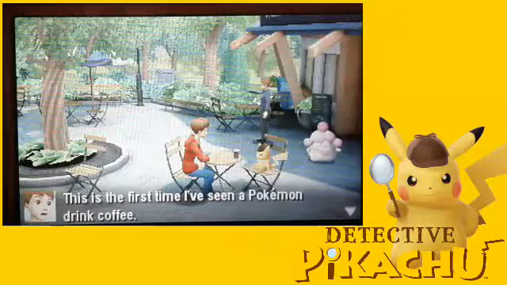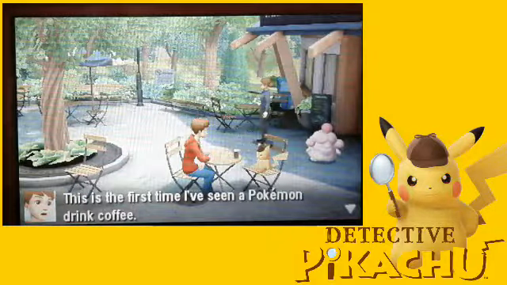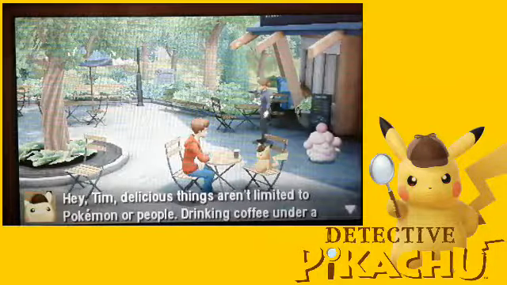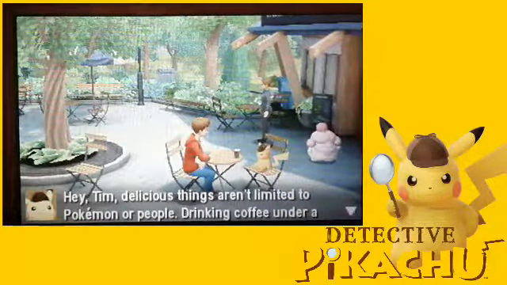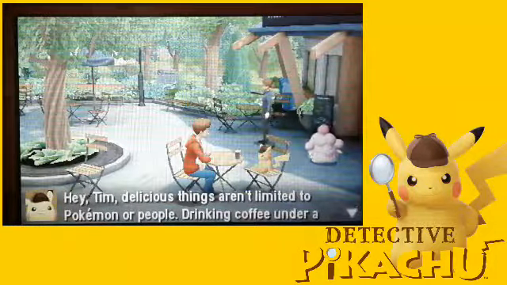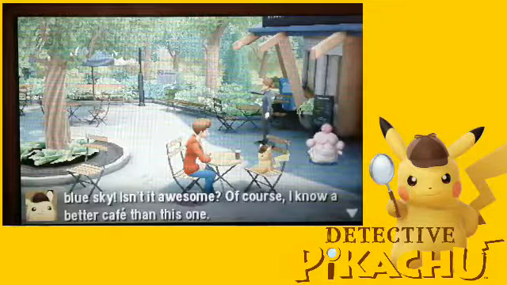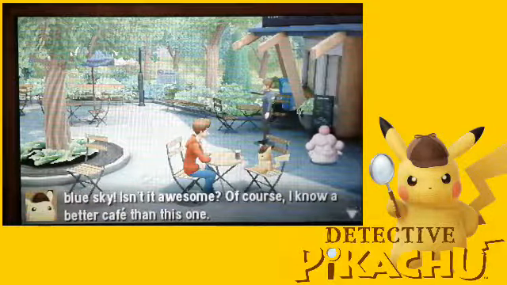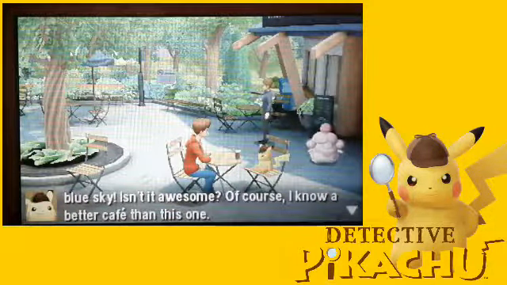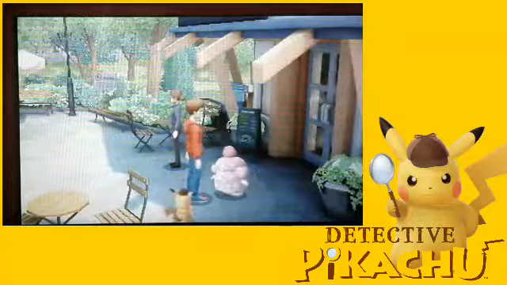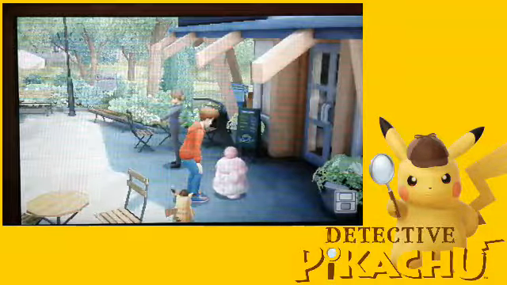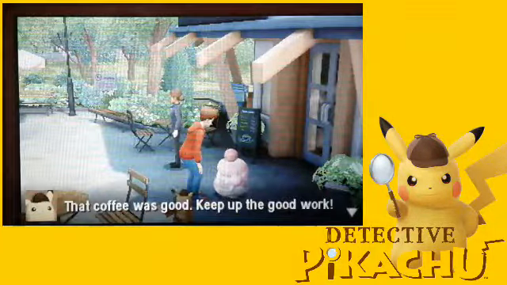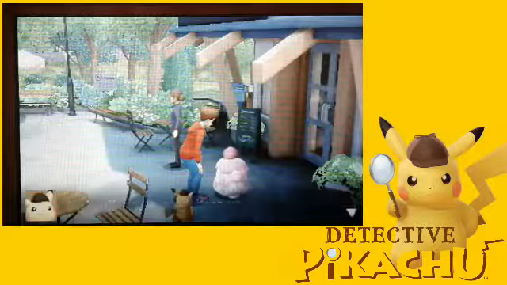Nice work. This is the first time I've seen a Pokemon drink coffee. Hey Tim, delicious things aren't limited to Pokemon or people. Drinking coffee under a blue sky, isn't it awesome? Of course, I know a better cafe than this one. It'll take me some time, I guess. Slurp. Not the coffee. Coffee is good. Keep up the good work.